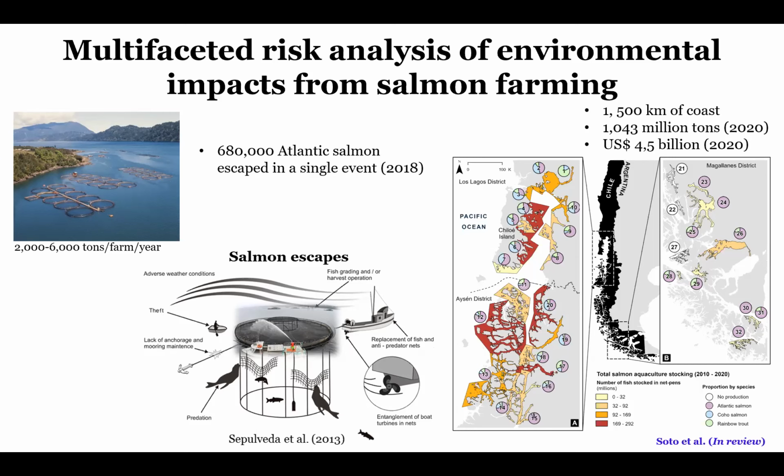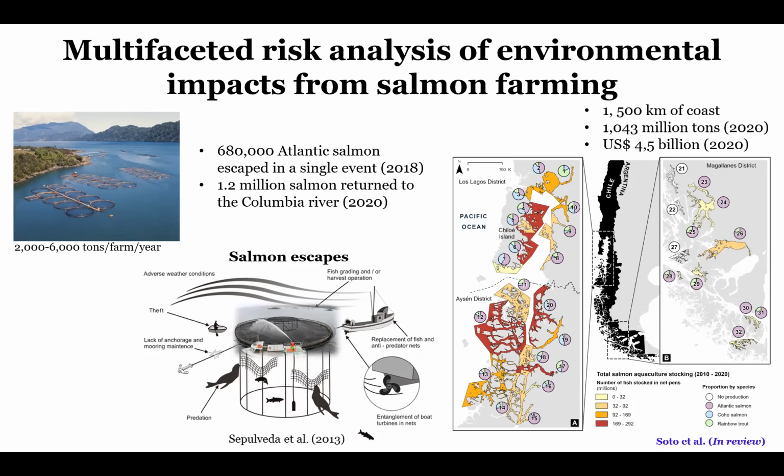Just to give you an idea about the magnitude of the production, in 2018 a single huge escape included more than 680,000 Atlantic salmon escaping from one farm. And just to give a comparison with the Pacific Northwest, more than half of the entire return of the Columbia River happened in one single escape. So this is a huge problem in southern Chile, given the rates of escape.